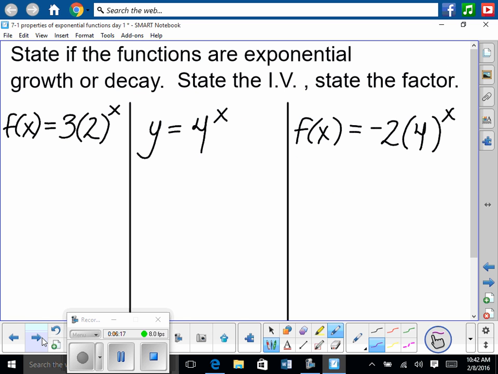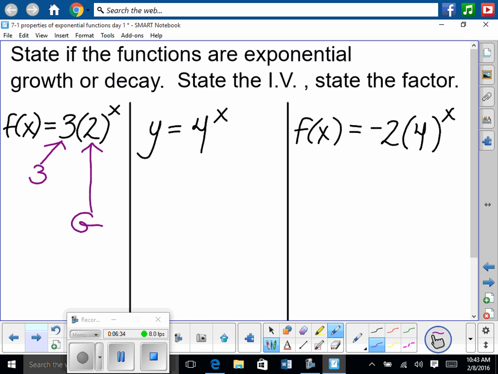Looking at this one, what's my initial value? 3. What's your factor? 2. Is it growth or decay? Growth, because 2 is greater than 1. Does everybody understand that? We're just getting comfortable with exponentials today.